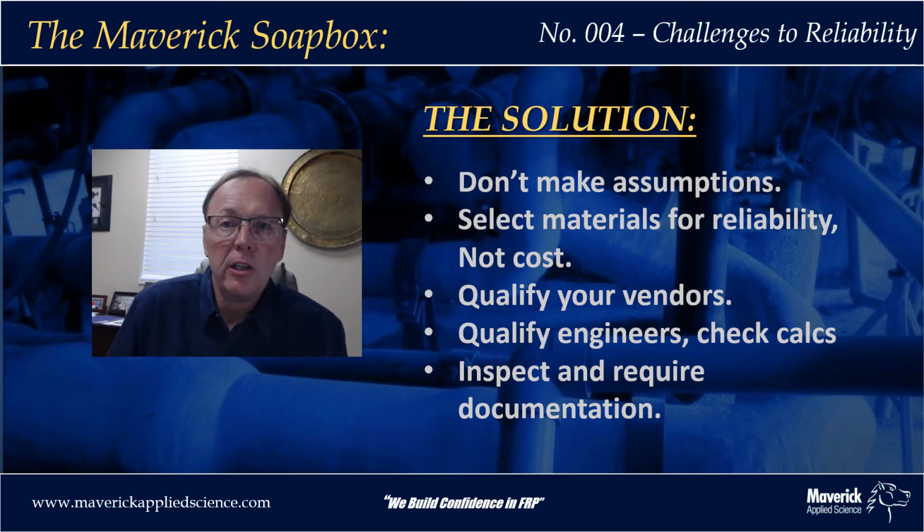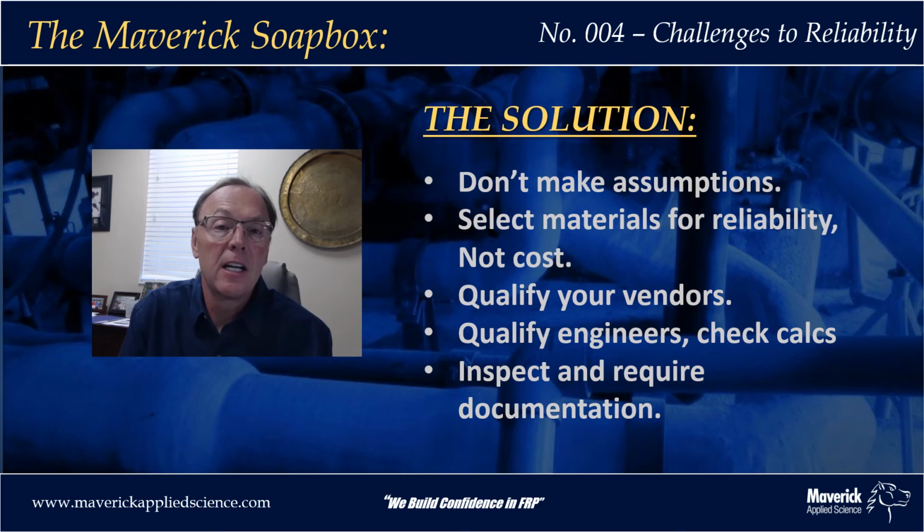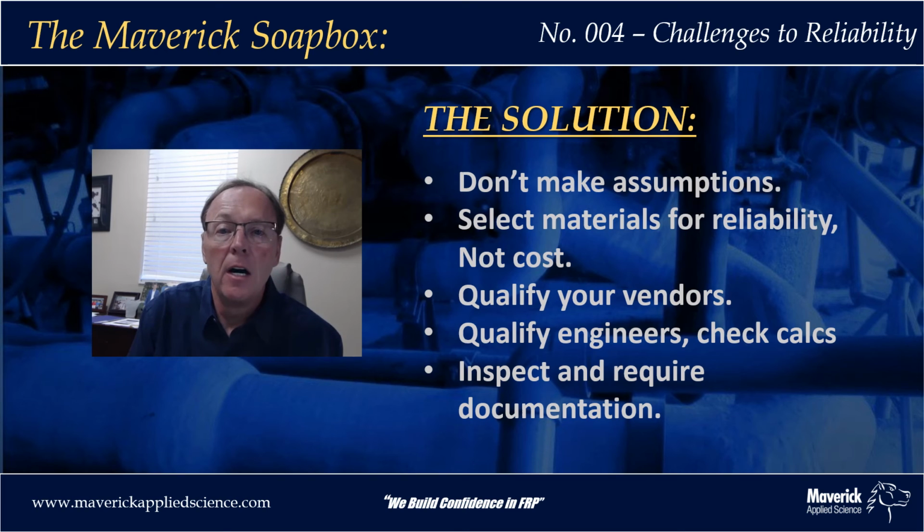So to summarize, the solution is, don't make assumptions, don't cut corners. Select materials based on reliability, not based on cost. Any cost savings you have in materials, you're likely cutting your performance, so not a good choice. Qualify your vendors. Every now and then you might need to do a shop audit. Every company, every vendor goes up and down, so know where they are. And then finally, qualify your engineers, check your calcs, inspect throughout the project, and require documentation at every step.